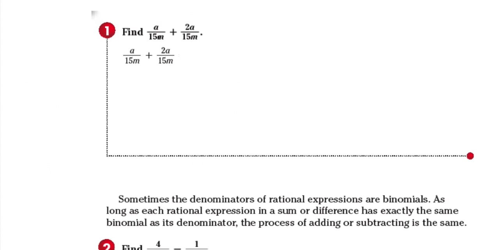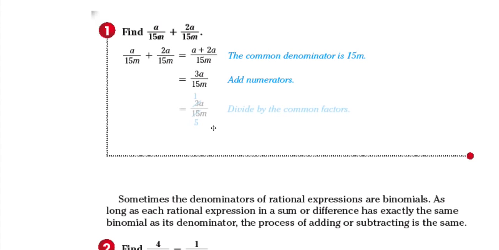And let's take a look at example number 1. If you want to find a over 15m plus 2a all over 15m, okay, so copy the problem down and keep the same denominator, 15m, and simply add a plus 2a. a plus 2a is 3a all over 15m. And then simplify 3 over 15, which is 1 over 5. So you now have a over 5m. Okay?